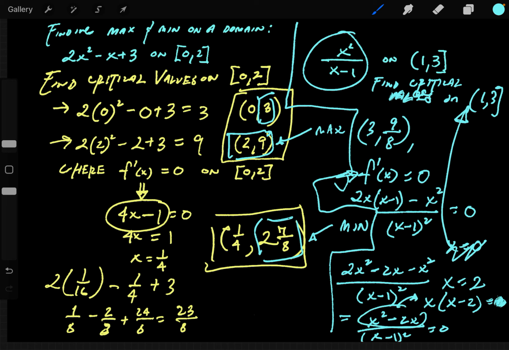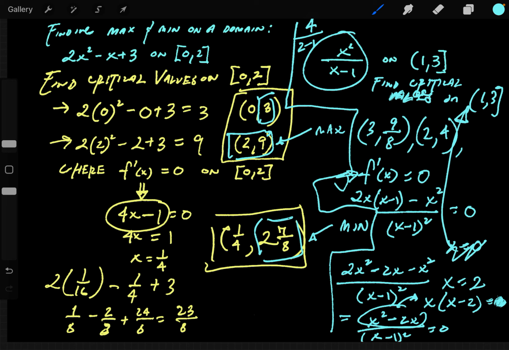Now, when x equals 2, that is actually a critical value. So I plug 2 into the function, 4, 2 minus 1 is that. So it's (2, 4) as a value and as a critical point. And 4 is the y value.